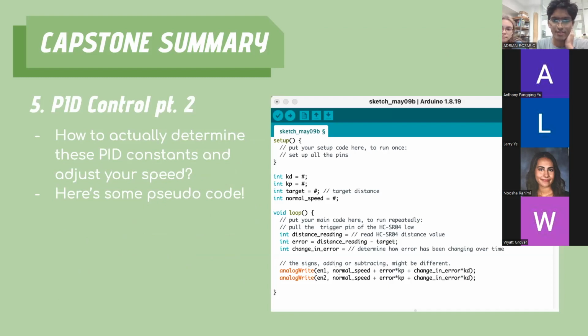You'll need a bunch of setup pins, obviously, for your motors and other things, which we haven't included. Okay, recording. Yeah, sounds good. Sorry.